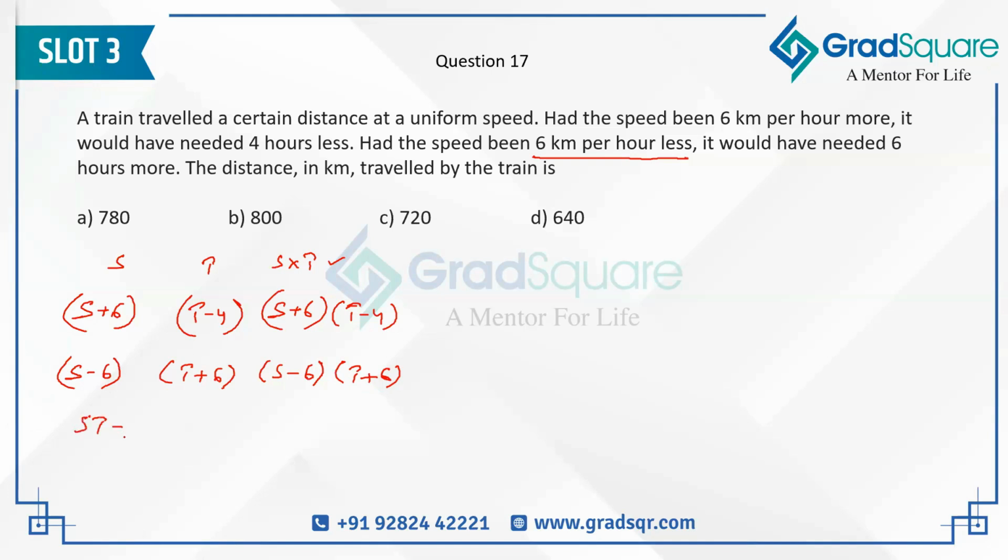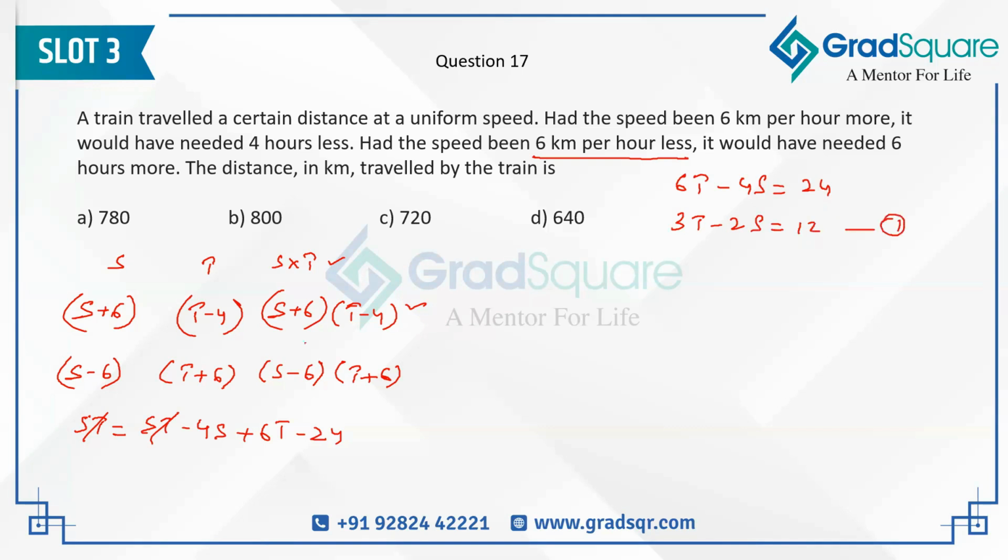So st should be equal to this distance, which I'm writing as st minus 4s plus 6t minus 24, right? st and st will get cancelled out. So I have my first equation, which says 6t minus 4s is equal to 24. Divide this value by 2. You are going to get 3t minus 2s is equal to 12. That's my first equation, right?